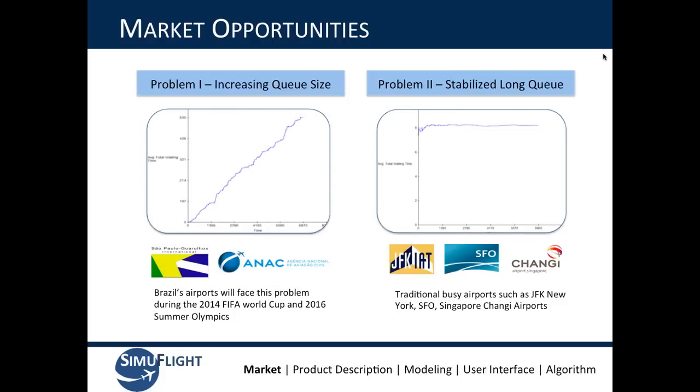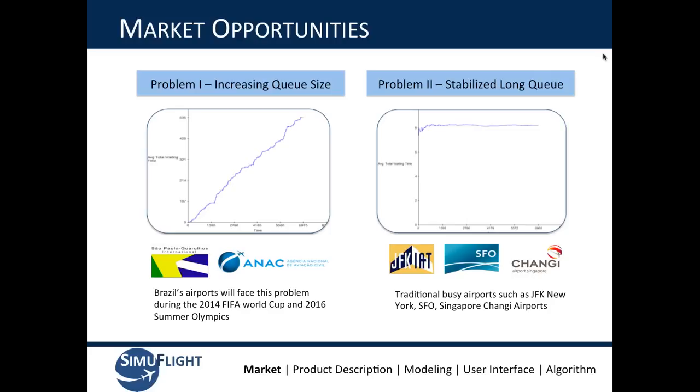Narrowing down to the airport passenger queue problem, we've also identified two common issues that challenge airports. First, there's increasing queue size problem, which is more prominent in the emerging markets. For example, airports in Brazil will be experiencing much higher air traffic due to the World Cup in 2014 and the Summer Olympics in 2016.